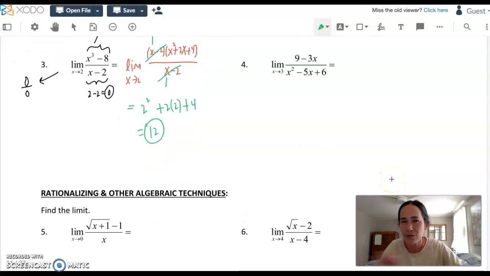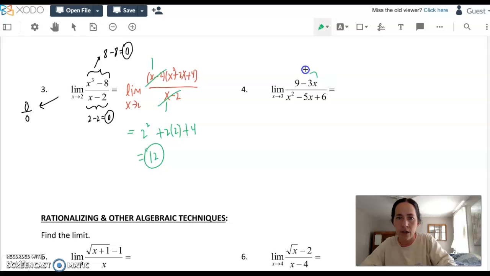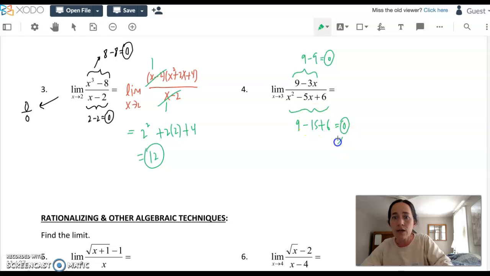One more. I'd say pause the video, try 4 on your own, and then maybe tune back in, see if we get the same thing. That's up to you. But when you do factor, let's make sure factoring is going to do the trick. An initial direct sub would be 9 minus 3 times 3, so 9 minus 9 up top, you get a 0. Let's see what we get on the bottom. So 3 squared, 9, minus 5 times 3, so minus 15 plus 6 also gives you 0. 0 over 0 means there should be a solution.